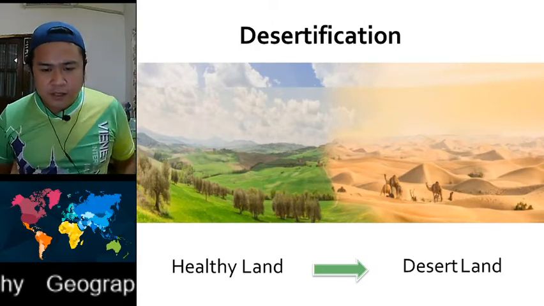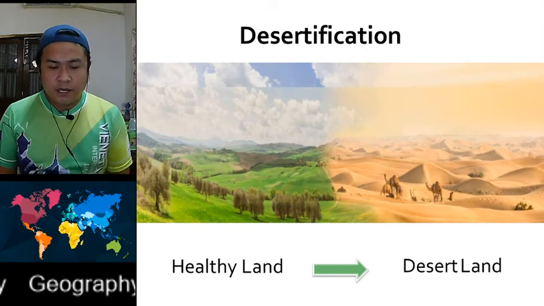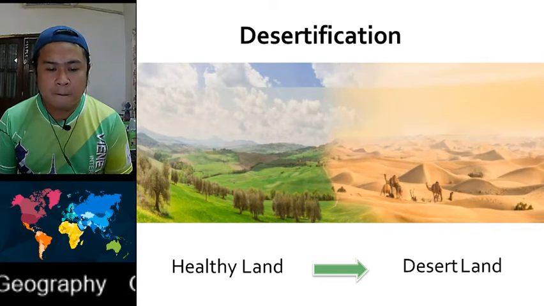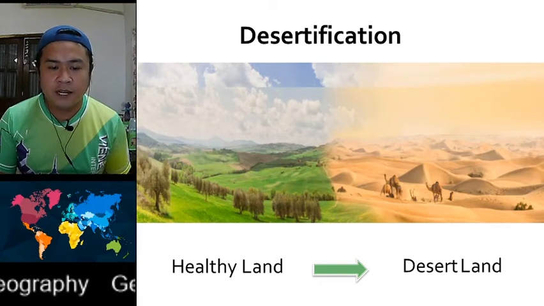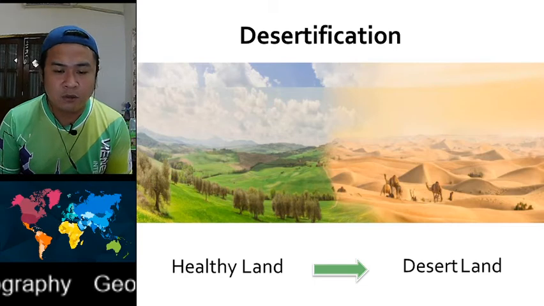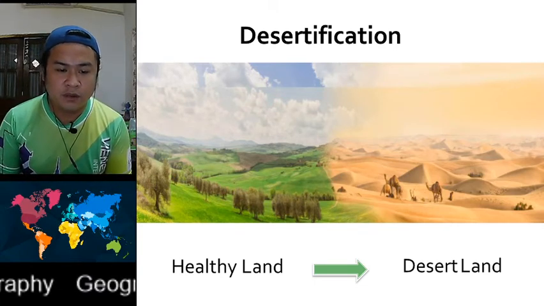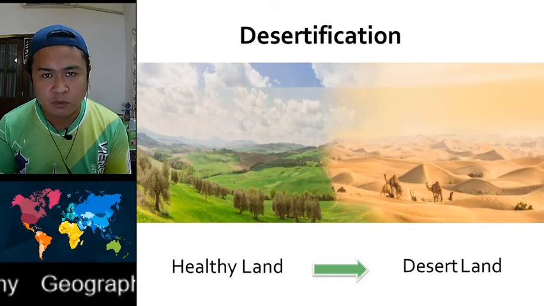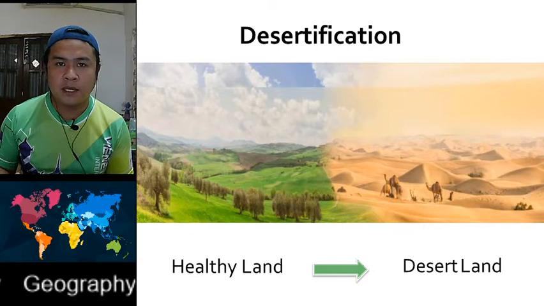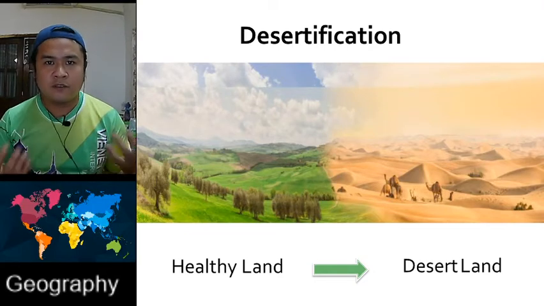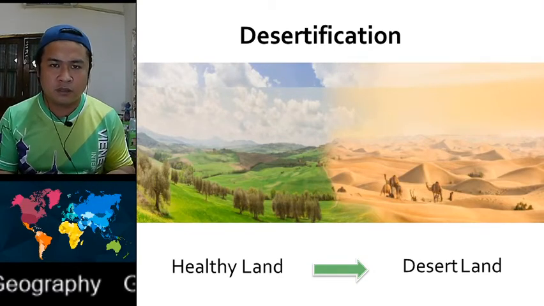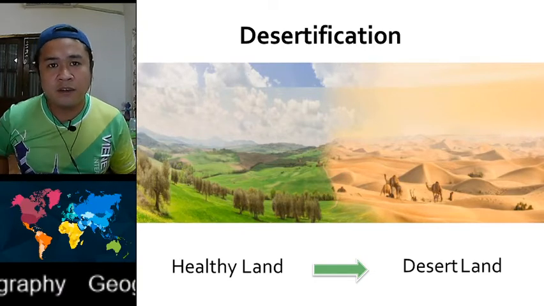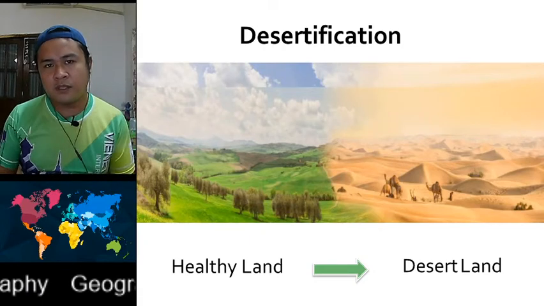Now, if you take a look at this picture on your screens right now, this could basically explain what desertification is. On the left side, you will see a very healthy land, which is green, where grass would grow, and then you have trees, and you have beautiful landscapes, and people and animals will be living because there will be a cycle of transfer of energy from plants to insects to any other living things up the food chain.